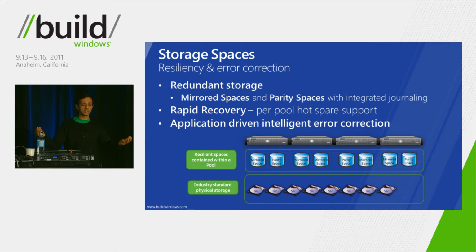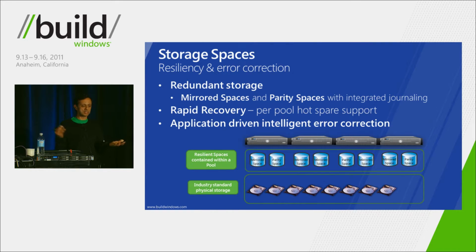Parity spaces is single parity. And it is journaling integrated with this. So there's actually a journal. The journal provides reliability in case of system crash. It also improves performance in case of sequential writes. So we can skip a whole bunch of parity related overheads that happen otherwise.